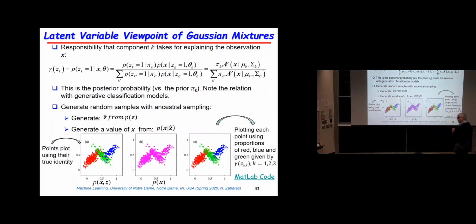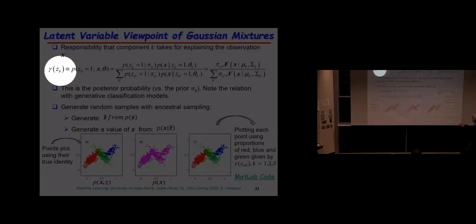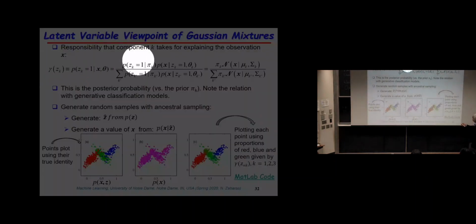So I only give you one point, right? And it says, this is the probability of zk equal to 1 given x. So this is the probability that the point x belongs to what class? To class k, all right? So this is the probability that this point belongs to class k. So let me do the Bayes rule. What I'm going to do is write this as the prior times the likelihood, all right? And then the normalization factor.